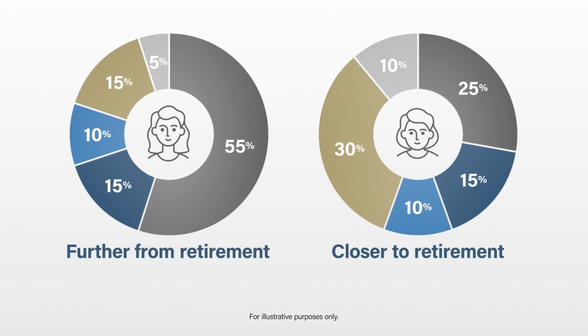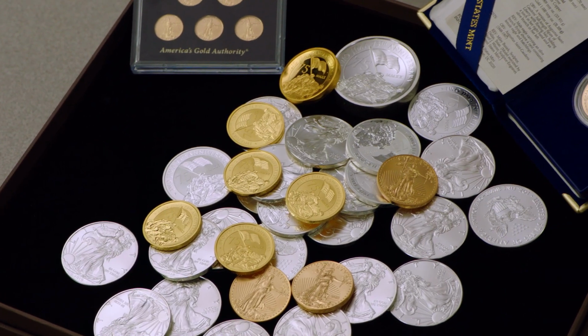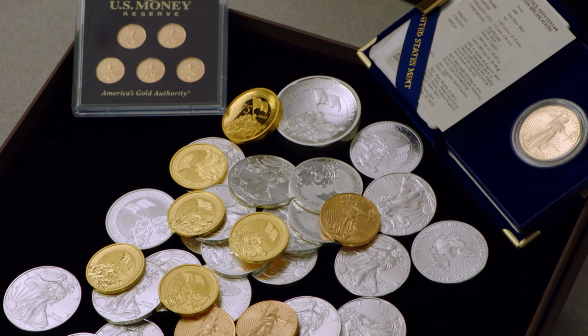While each asset type can play a role in your portfolio regardless of your time horizon, someone further from retirement may choose to have a higher allocation to more volatile assets like stocks, and someone closer to or in retirement may choose to have a higher allocation to less volatile assets such as bonds and wealth-preserving assets such as gold. Now, taking asset allocation one step further, it's important to also diversify within each asset type.